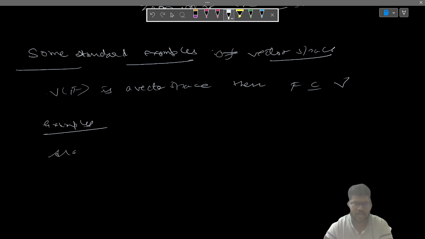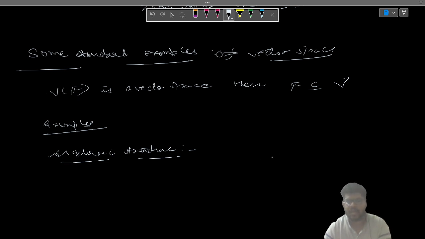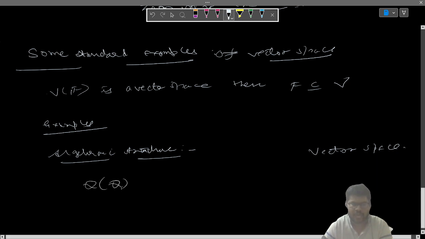Algebraic structure. So what is an algebraic structure? An algebraic structure is basically a set with some binary operation, some composition, right? And a vector space. Suppose the algebraic structure is Q over Q.